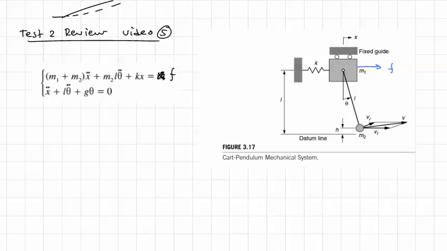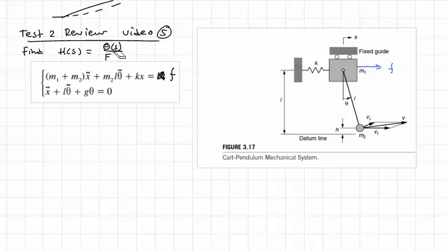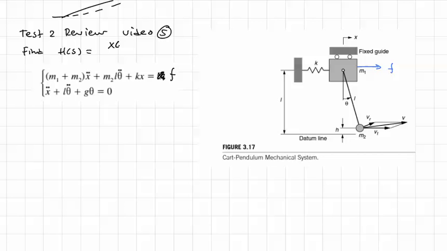So the assumption is you don't really understand the system. You wouldn't necessarily be able to derive these equations of motion, but the task here is to define H(s), which is X(s) over F(s). What is that? X is the displacement of this cart.